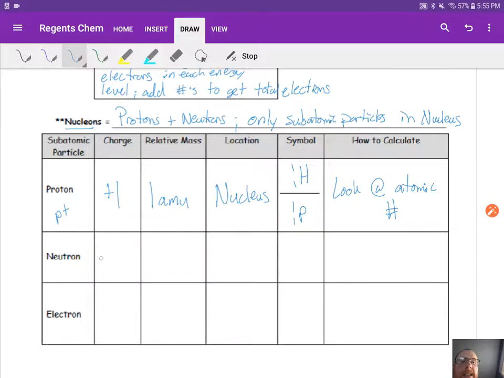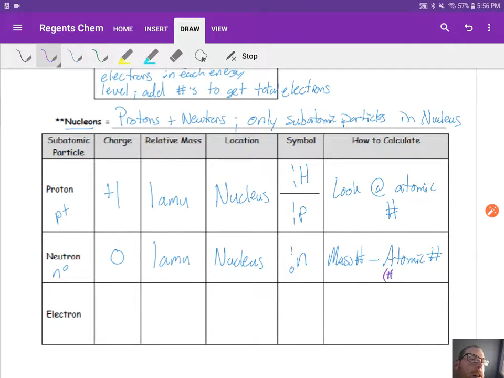Moving on, neutrons. They sound neutral, hence they have a 0 charge. The symbol I use for neutron is n to the 0. It also has a relative mass of 1 AMU, and it's also found in the nucleus. Sometimes you'll see it written like that as the symbol. It's actually in one of your reference tables. When we get to nuclear stuff, we'll see that. To figure out the number of neutrons, we take the mass number and subtract out the atomic number. Remember, what does the atomic number mean? It's the number of protons, which is what we subtract out.